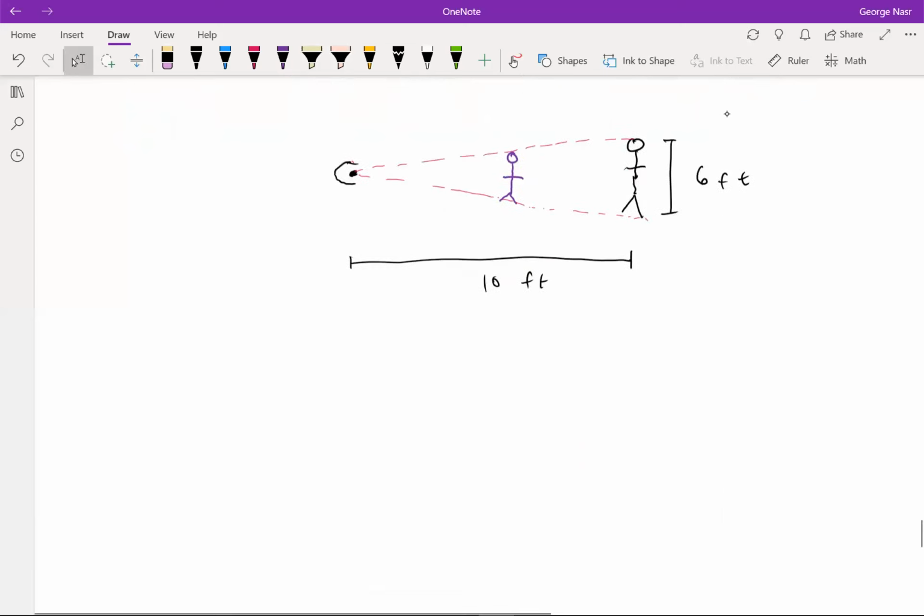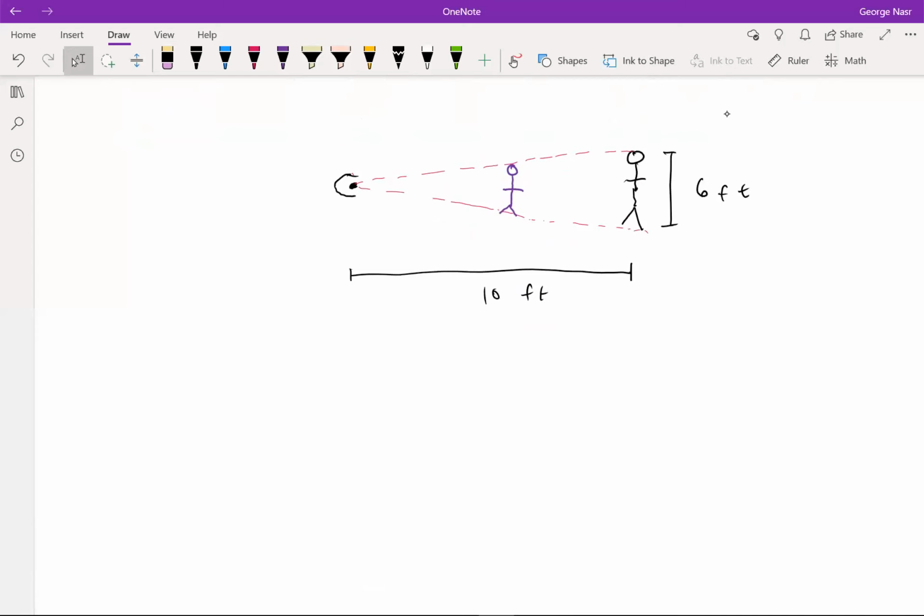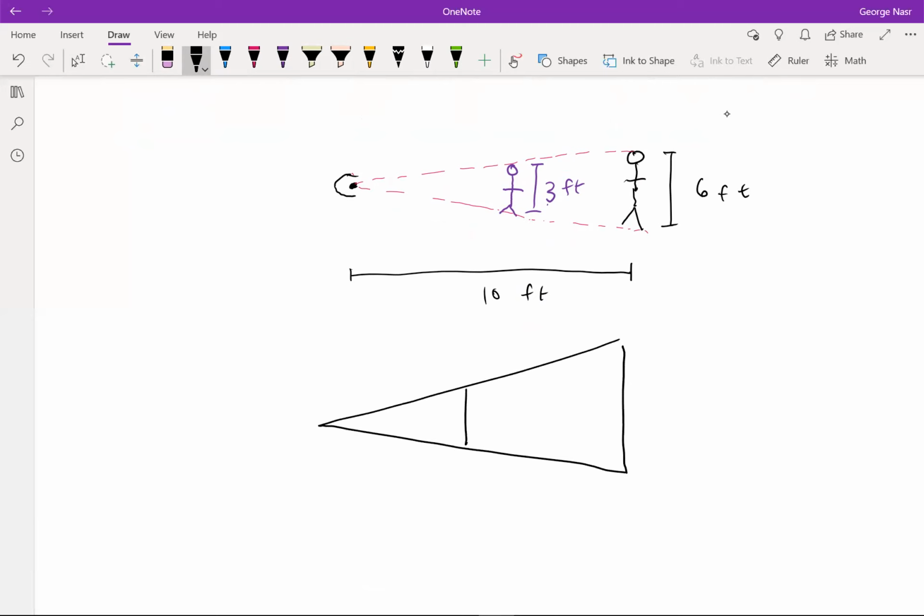So here's our drawing of the scenario. We've got our 6-foot tall man. We have our 3-foot tall girl. And we have that distance of 10 feet. Let's change this into a math drawing. And so this is 10 feet. This is 6 feet. And this is 3 feet.